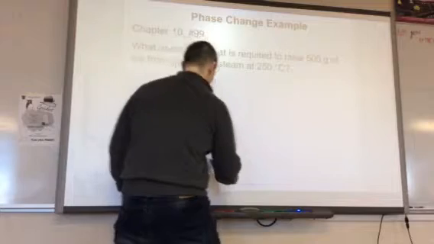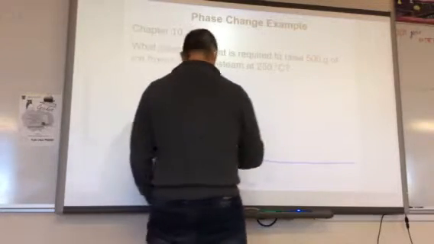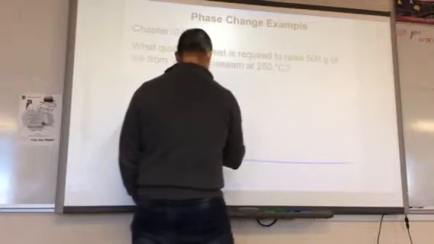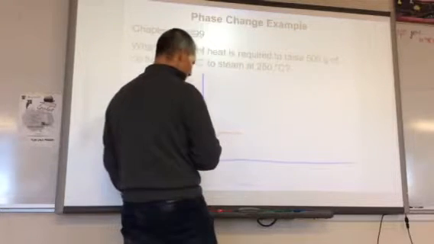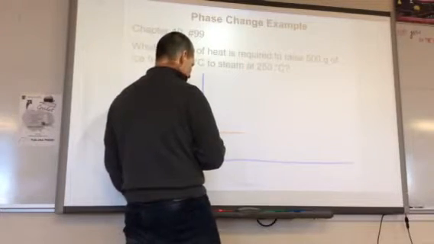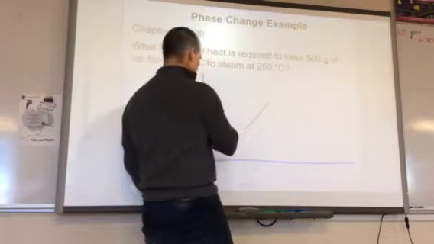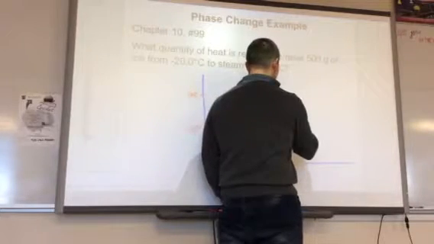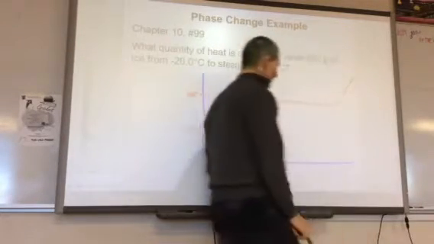If I were to do this, we have solid, and then this is 0 degrees. It changes to liquid with that melting region. And then as a liquid, it goes up to its boiling point. We'll call that 100 degrees. Then it boils with a lot more energy, and then it's going to raise in temperature once it becomes steam.